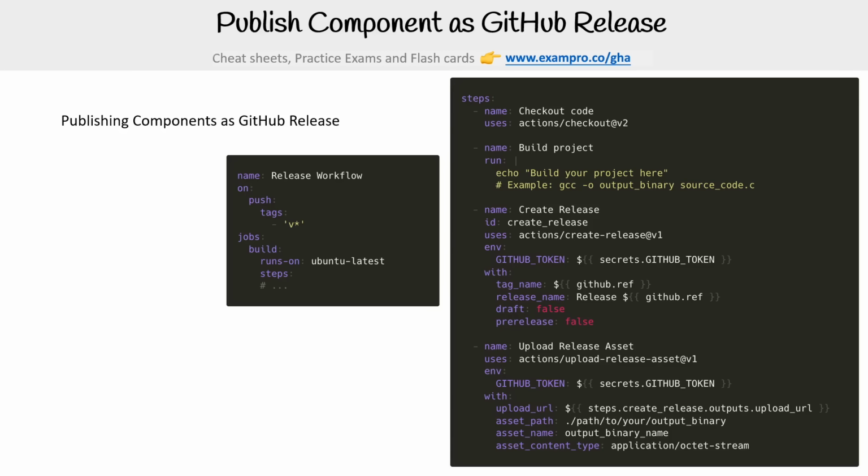Let's talk about publishing components as a GitHub release. They talk about components. They don't make it really clear what they're talking about. So I had to take my best guess here. The exams did not tell me otherwise, but let's just take a look at what we have here.